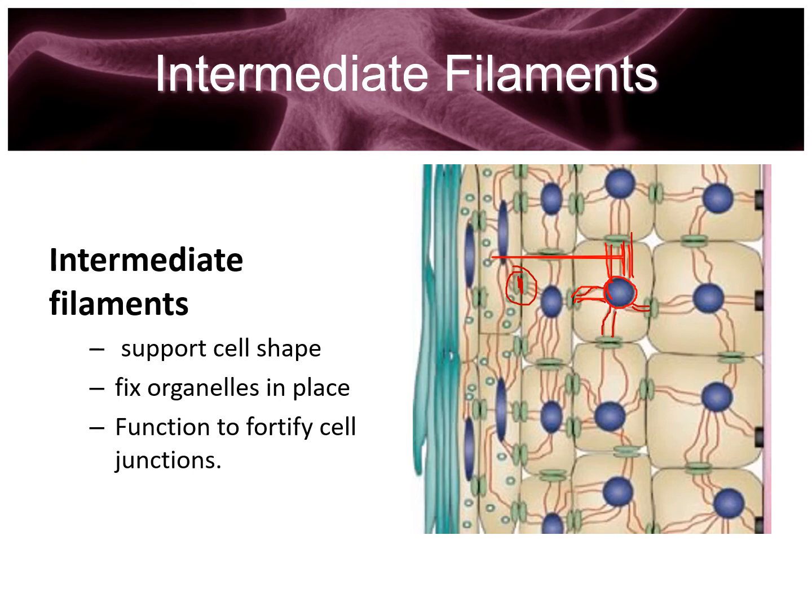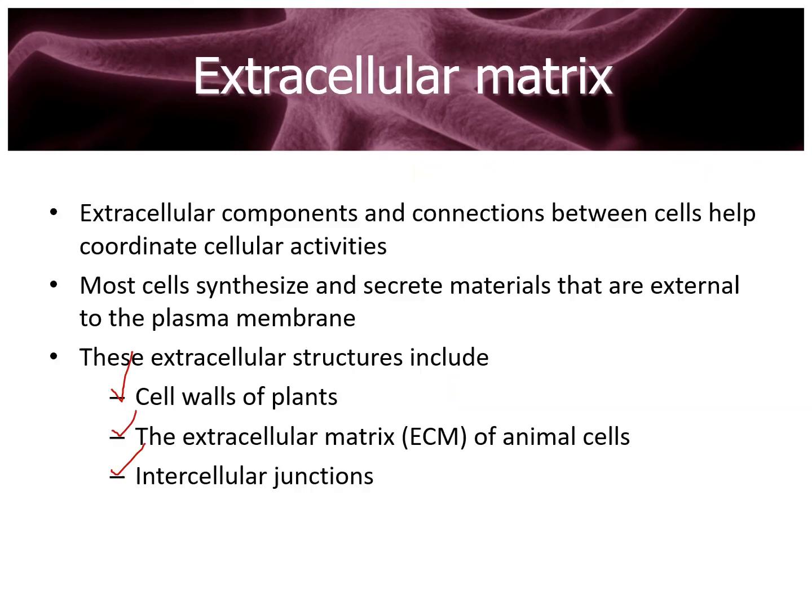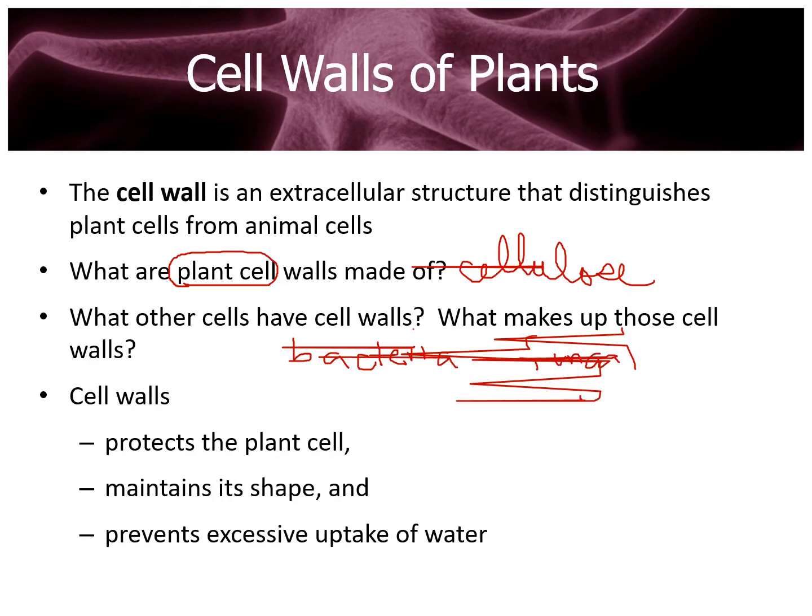Additionally, intermediate filaments are associated with junctions between cells to keep those junctions fortified. We're going to talk about junctions in just a minute. Now, we have a bunch of proteins on the inside of the cell making up the cytoskeleton, but we also have structures outside the cell that help with structure and function, connecting and coordinating and communicating. So these structures are the cell walls, and we're specifically going to look at plants, but other cells have cell walls too. The extracellular matrix in animal cells, and then particularly junctions in animal cells.